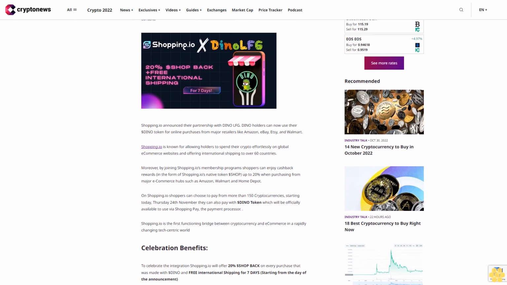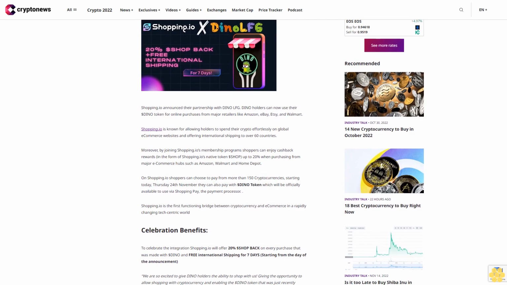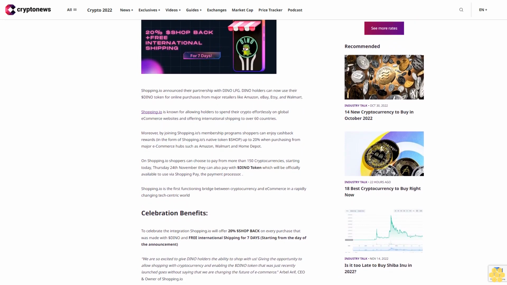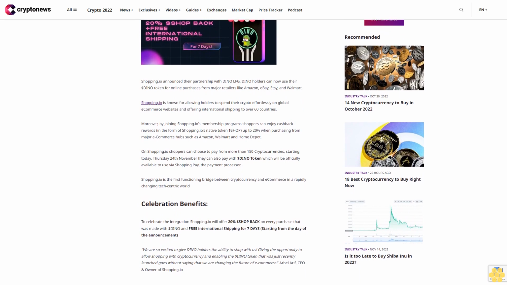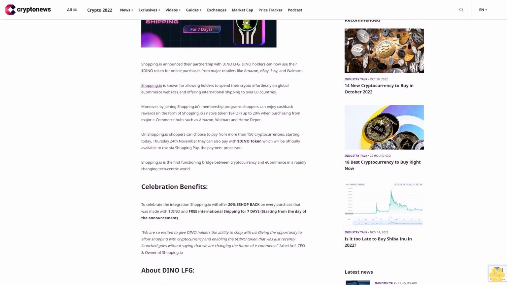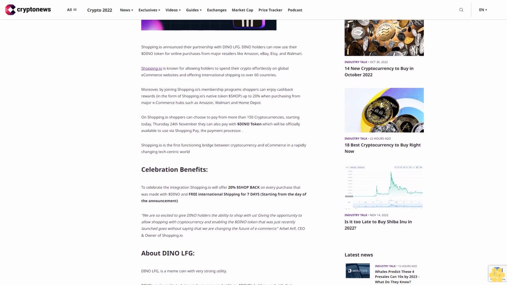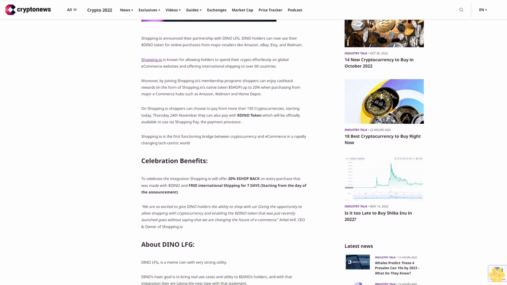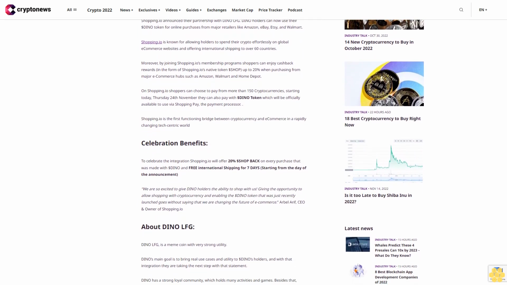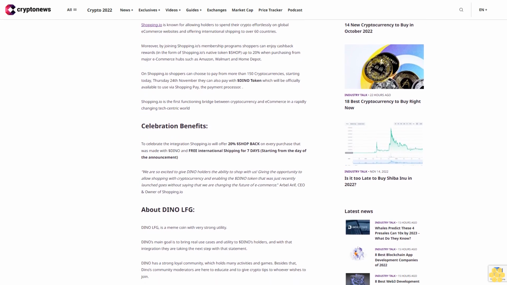DINO holders can now use their $DINO token for online purchases from major retailers like Amazon, eBay, Etsy, and Walmart. Shopping.io is known for allowing holders to spend their crypto effortlessly on global e-commerce websites and offering international shipping to over 60 countries. Moreover, by joining Shopping.io's membership program, shoppers can enjoy cashback rewards in the form of Shopping.io's native token, dollar shop, up to 20% when purchasing from major e-commerce hubs such as Amazon, Walmart, and Home Depot.